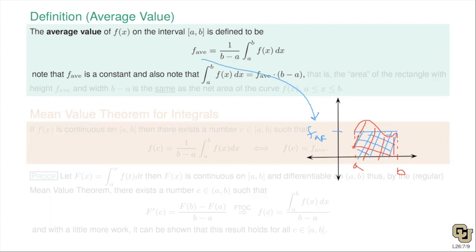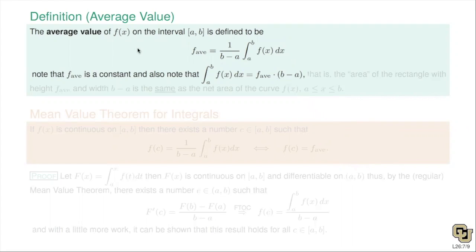So that's, to me, how I think about the average value. If I wanted to find a rectangle with width b minus a that had the same area as this integral a to b f of x dx, what would the height of that rectangle have to be? The height would have to be the average value. I'm going to let you think about that, but anyway, that's one interpretation of the average value, that it would be the required height for the rectangle of width b minus a to have the same net area as this integral a to b f of x dx.